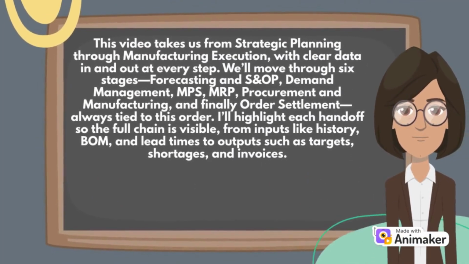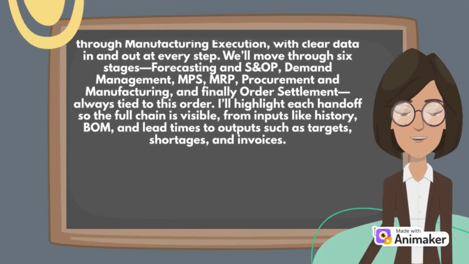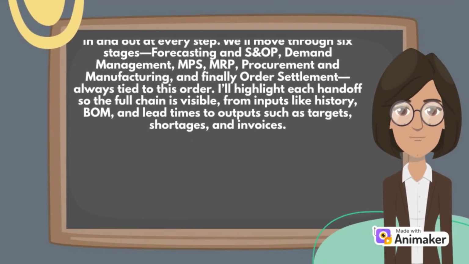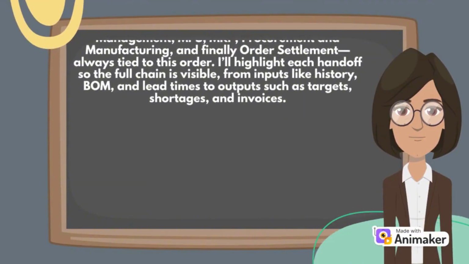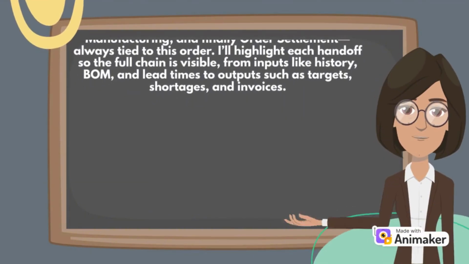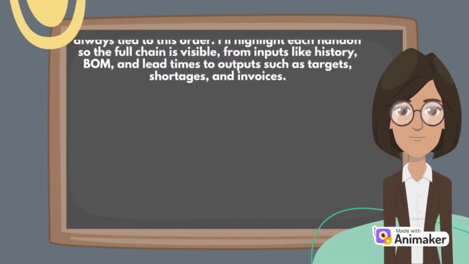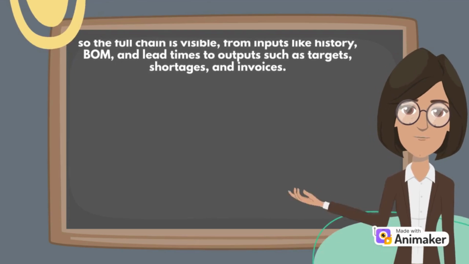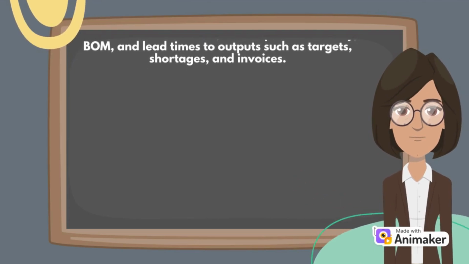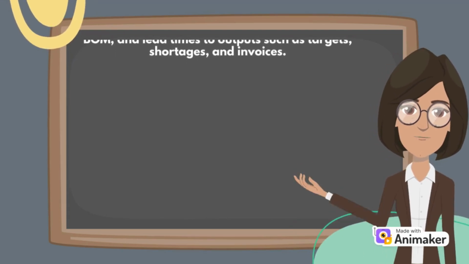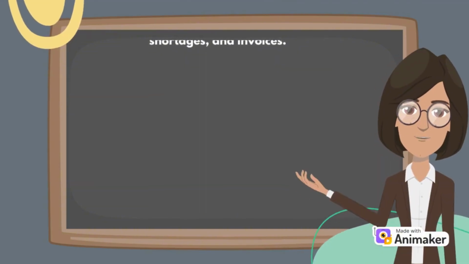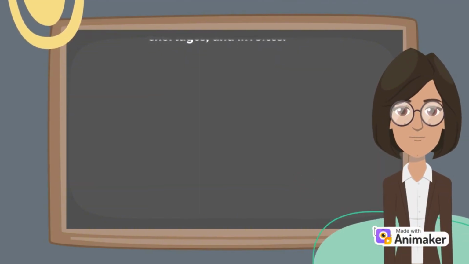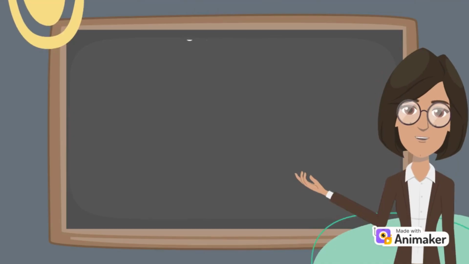This video takes us from strategic planning through manufacturing execution, with clear data in and out at every step. We'll move through 6 stages: forecasting and SAM, OP, demand management, MPS, MRP, procurement and manufacturing, and finally order settlement, always tied to this order. I'll highlight each handoff so the full chain is visible, from inputs like history, BOM, and lead times to outputs such as targets, shortages, and invoices.